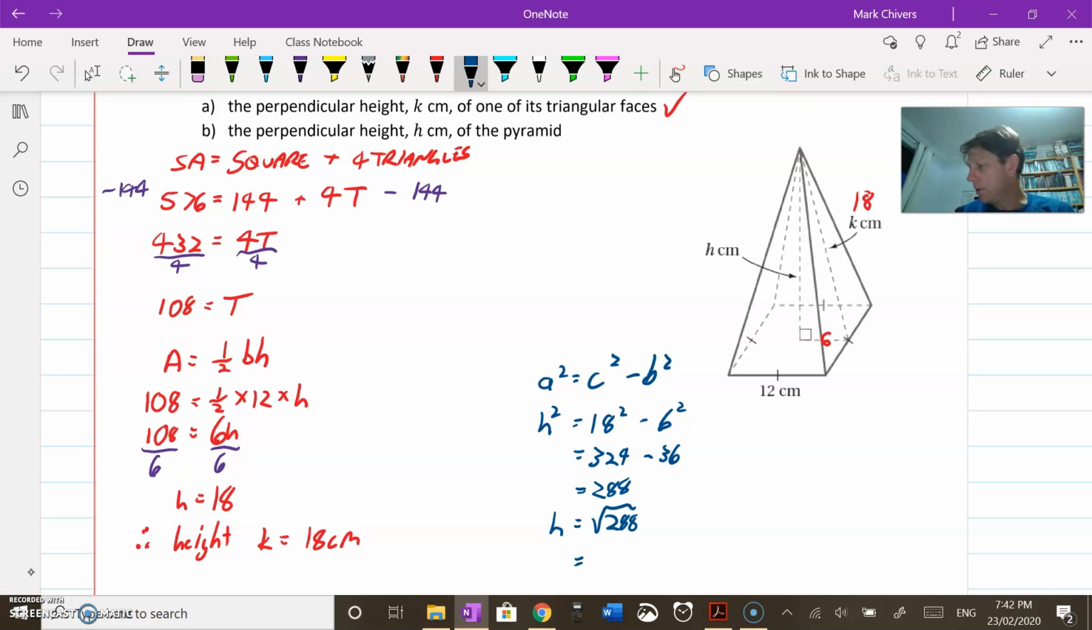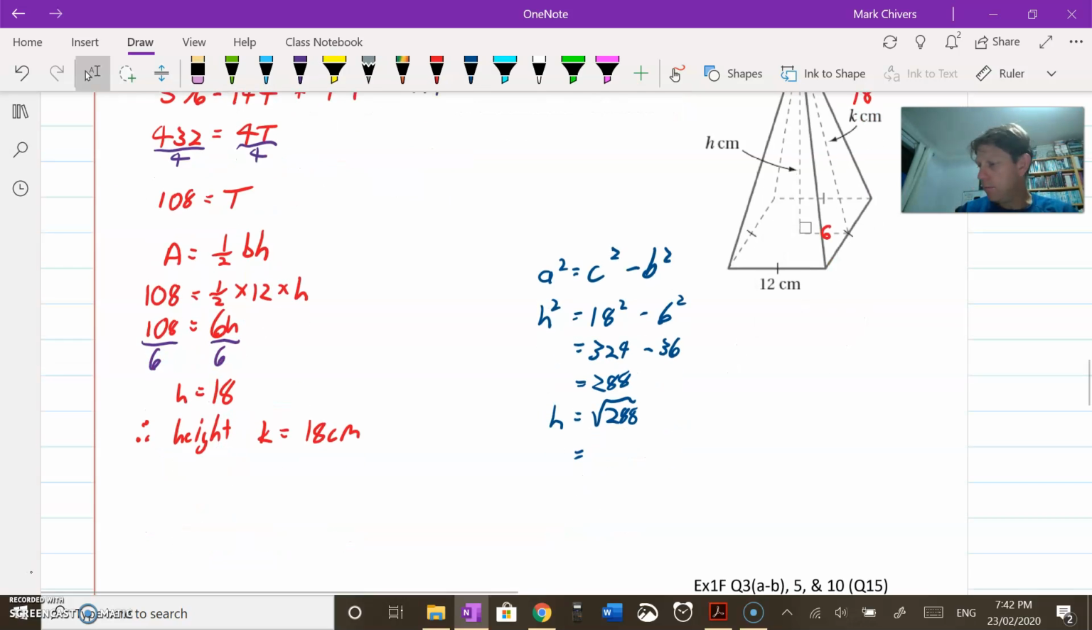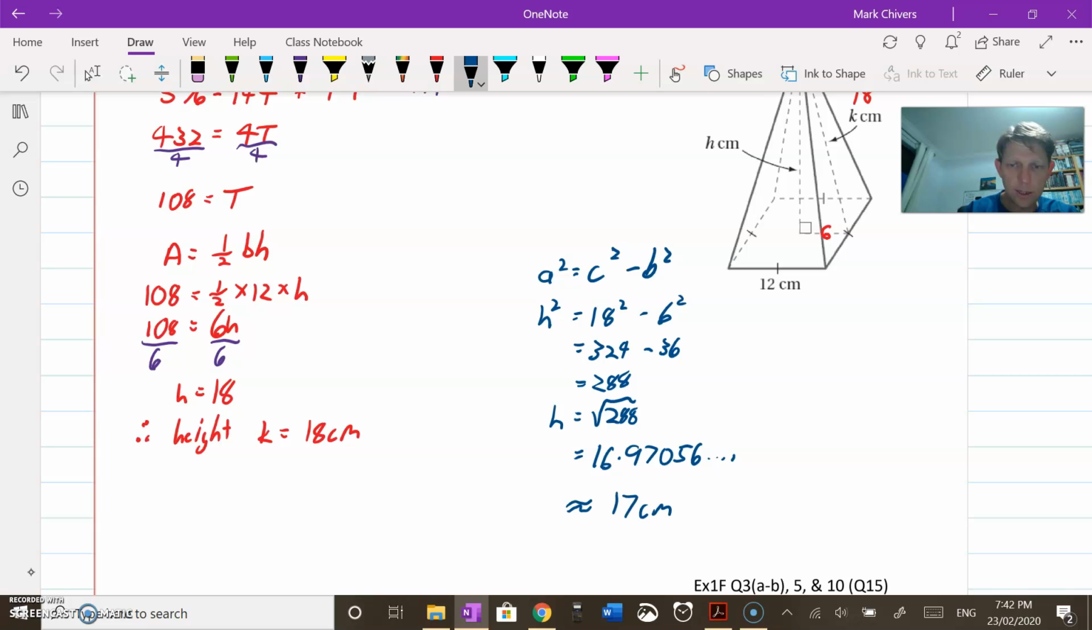and that's going to give us 16.97056. I'll just keep going. But in our case, well, that's the most ugly approximately equals sign I think I've ever drawn. We use the wavy lines to say approximately equal to 17 centimetres because it asks to the nearest centimetre. And that's how you do those ones.